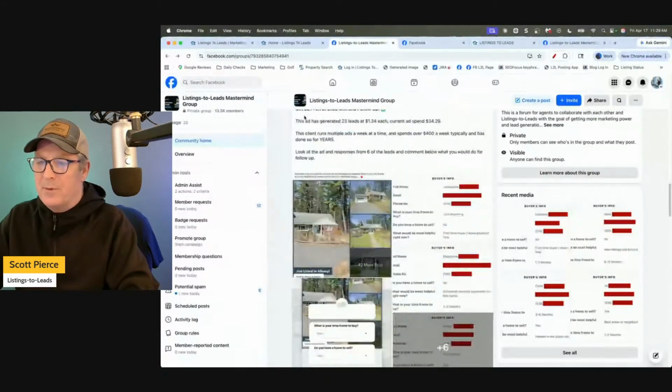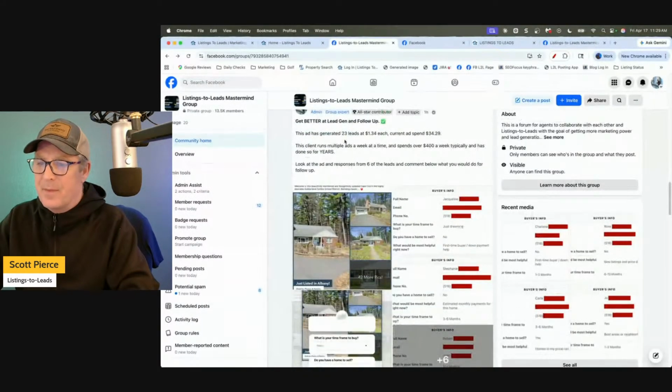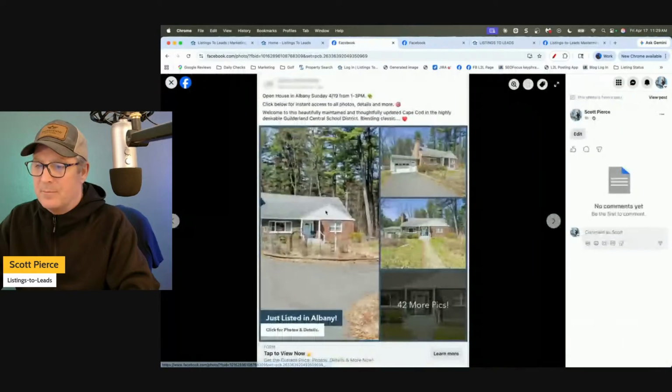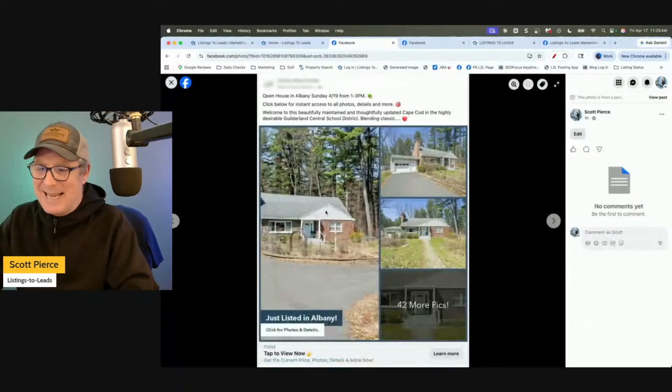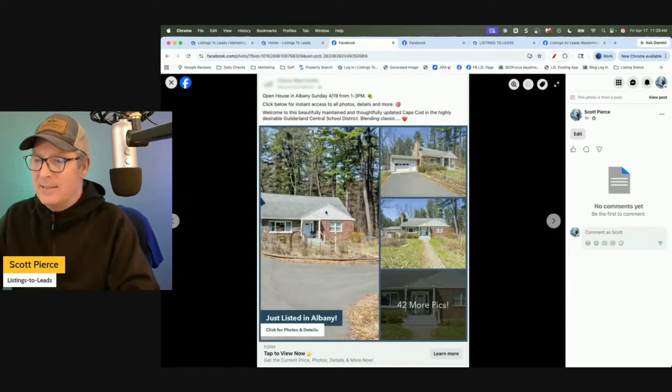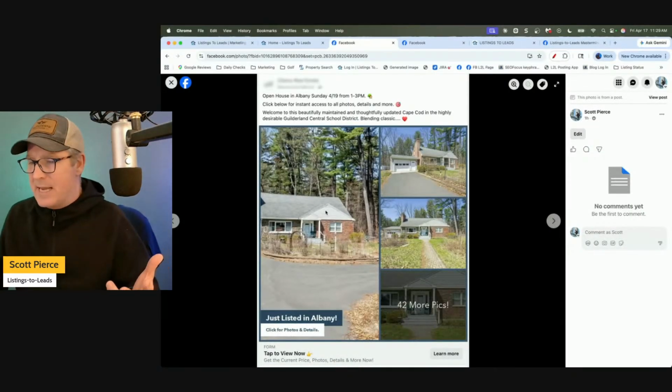Here's one more. Then we're going to get into the account. All right. So here's an ad. 23 leads. There's the ad. It's not even the best ad. I mean, to be honest, it's like the same picture 3 times, 4 times. So it's not the best ad.